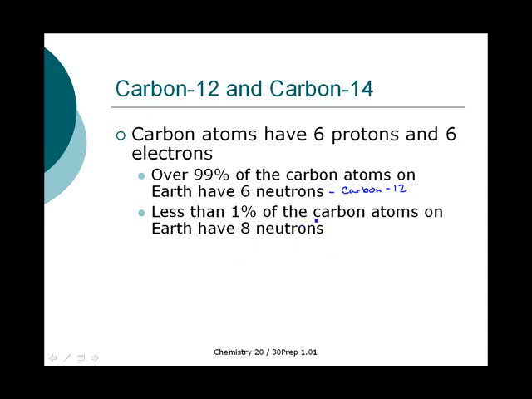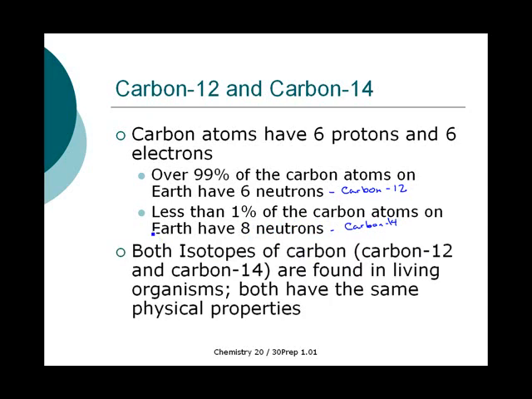About 1% of the carbon atoms on Earth have 2 extra neutrons, for a total of 8 neutrons. This would be your carbon-14. They would still have 6 protons and 6 electrons, but the heavier carbons have 2 extra neutrons. So both of these isotopes are isotopes of carbon. They are found in living organisms, and they both have basically the same physical properties. One atom of carbon-14 is slightly heavier than one atom of carbon-12.